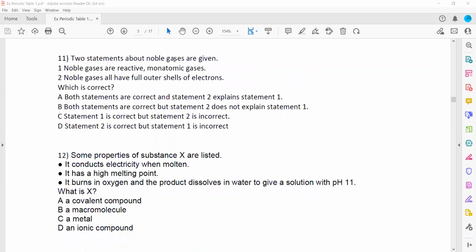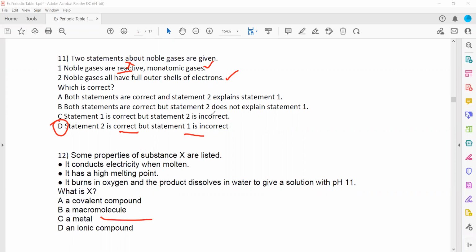In question 11, two statements about the noble gases are given. Statement 1: noble gases are reactive. That's wrong. They are monoatomic, but they are not reactive. So statement 1 is wrong. Statement 2: noble gases all have a full outer shell of electrons, or all have a complete shell. That is true. So statement 2 is correct, but statement 1 is incorrect. That's why D is the right answer for this.